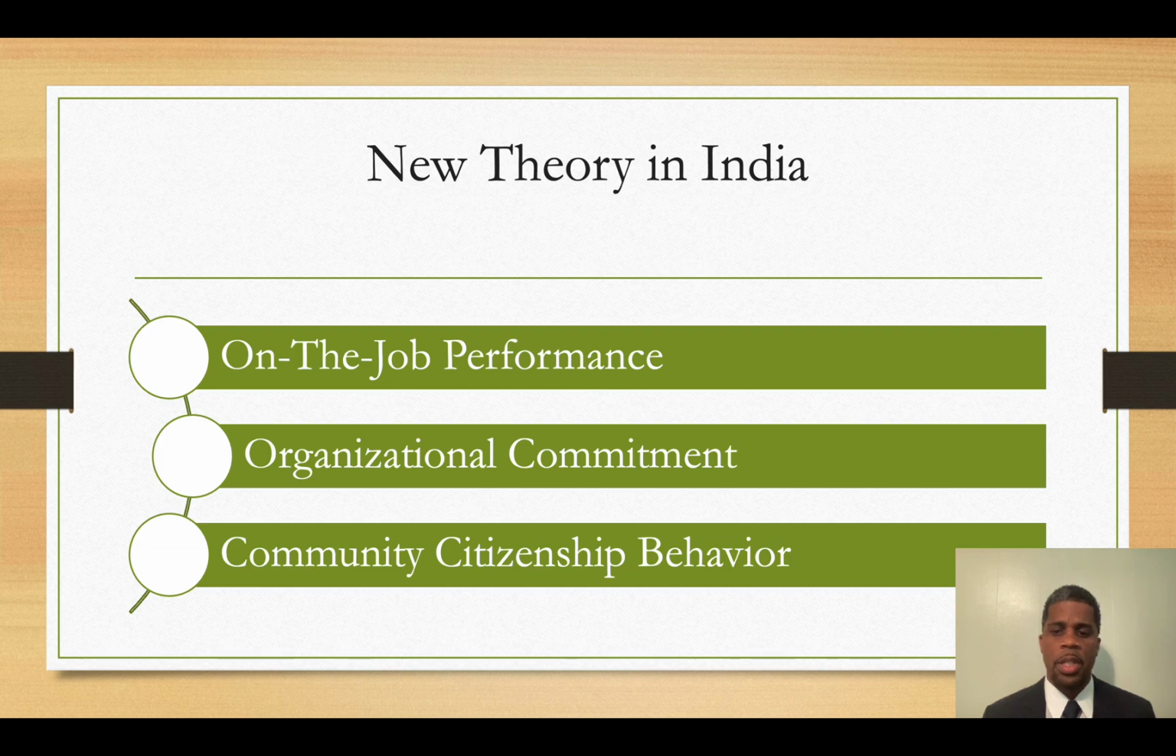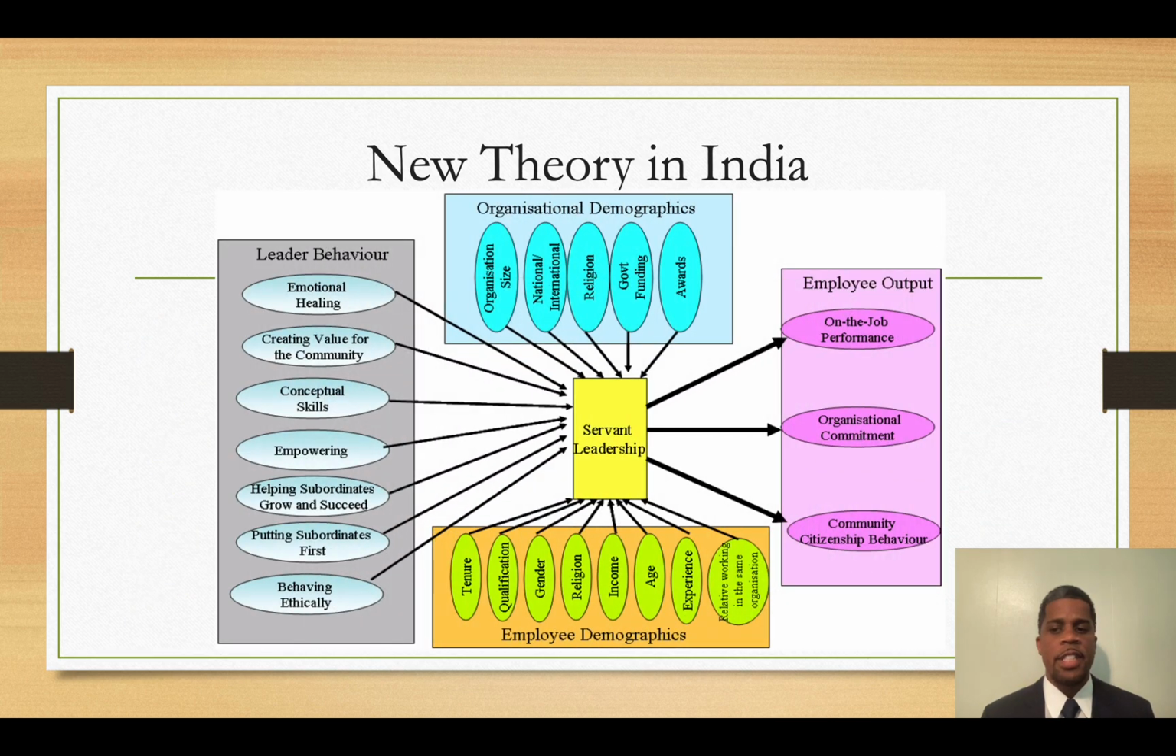NGOs are taking this approach, and because NGOs are essential to the development of humanity, it tends to complement the government, the public sector, and the private sector due to its social impact and community relationships. So in India, this theory believes the different inputs of leader behavior, organizational demographics, and employee demographics provide servant leaders with employee outputs such as on-the-job performance, organizational commitment, and community citizenship behavior. Eventually, this outlook of servant leadership will surface in the United States.